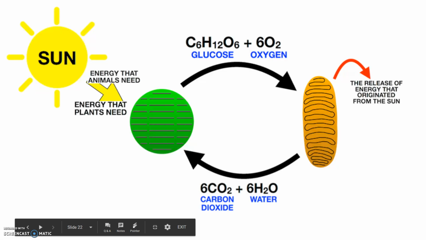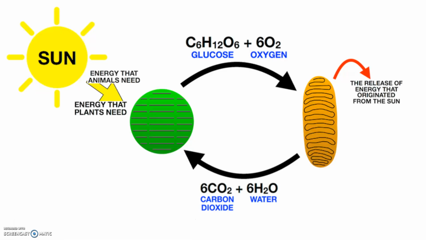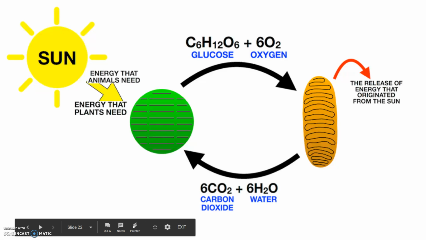And that's all. So it goes from the sun, to the yellow arrow, which represents sunlight, to the chloroplast, to the mitochondrion, which is glucose and oxygen. ATP energy is released, and water and carbon dioxide go right back into the chloroplast, and it keeps going in a cycle until it's ended.